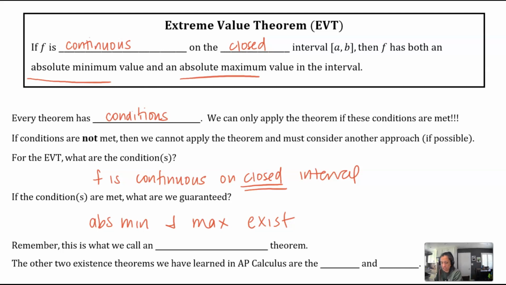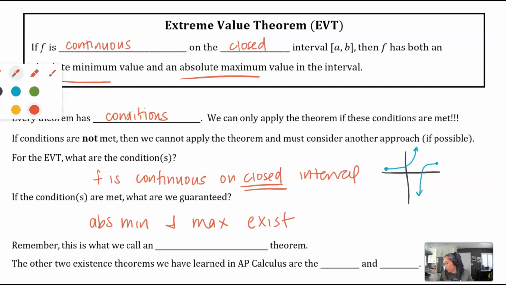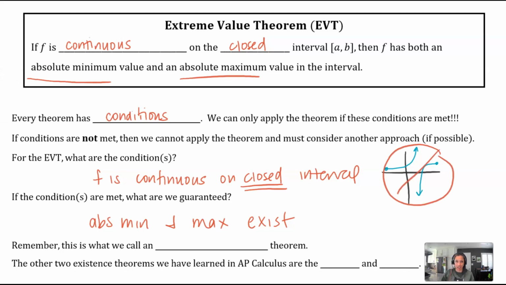Well, it's easiest to show you a counterexample. So let's think of a situation where we have a non-continuous function. Something like an infinite discontinuity would be one where, even if we have a closed interval, we don't have an absolute max or min, because our graph continues off forever towards infinity and negative infinity to either side. So this would be a problem. This is why we need our continuous graphs. More than anything else, it's for the infinite discontinuities.